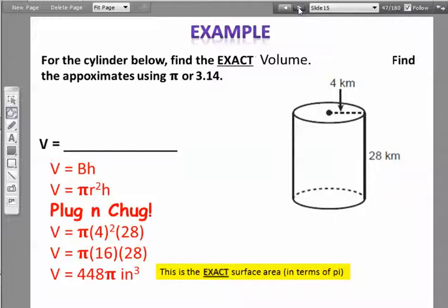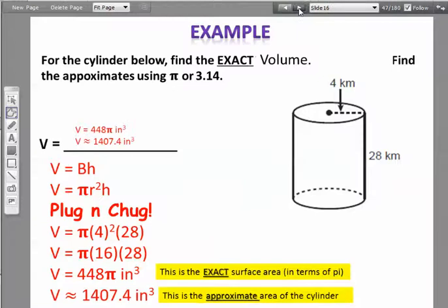I really wasn't paying attention when I put this together, it seems like. So this is going to be in terms of pi. Notice the equal sign, so that means it's exact. When I say 448 multiplied by pi, I get 1,407.4 inches cubed. Notice this is an approximation, and notice how I listed them both up here.